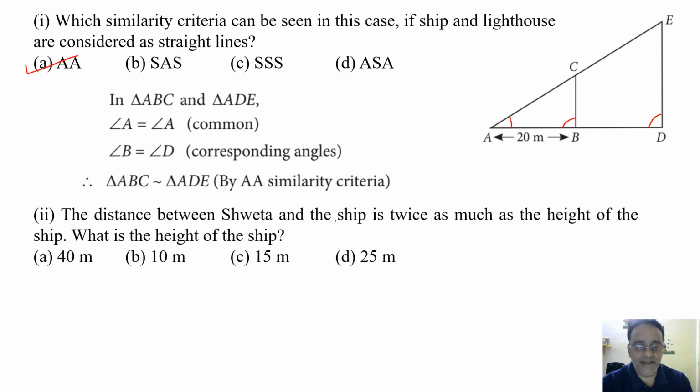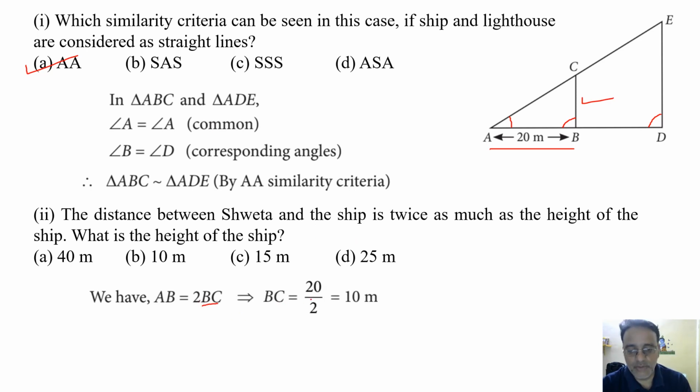Now we'll move toward the second question. The distance between Shweta and the ship is twice as much as the height of the ship. What is the height of the ship? So here distance of Shweta and ship, that is AB, is twice of the height of the ship, that is BC. So AB is equal to 2 times BC, it is given. So BC will be AB by 2, that is 20 by 2, 10 meter. So the correct option is B bit, right?